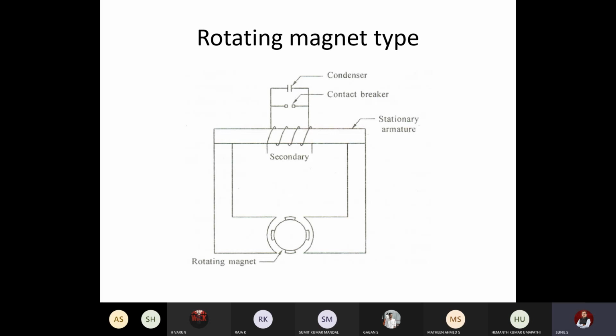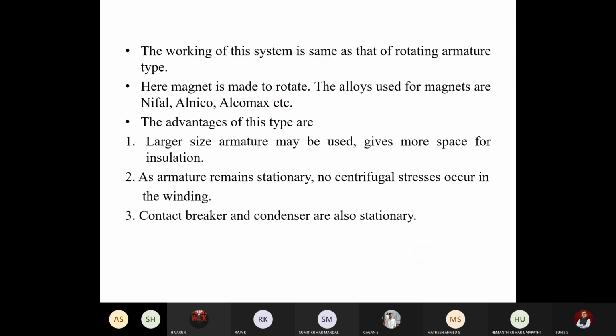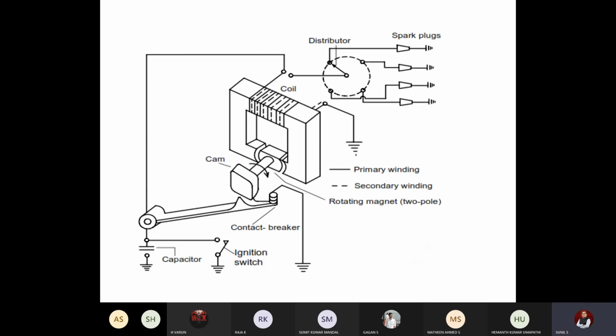I have downloaded one more image to make you understand better. You can see this cannot be drawn in the exam. Just for your understanding purpose, I have downloaded it. So this is a rotating magnet type. This is the magnet actually. Whatever the mechanism we saw, the magnet will be rotating here.